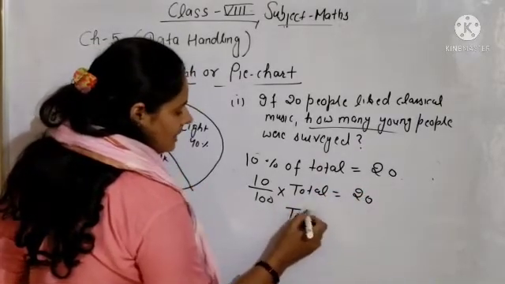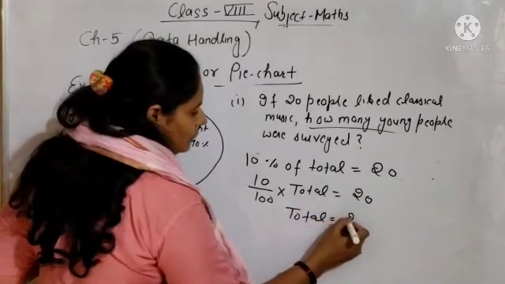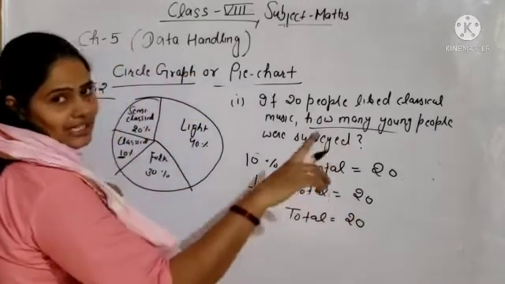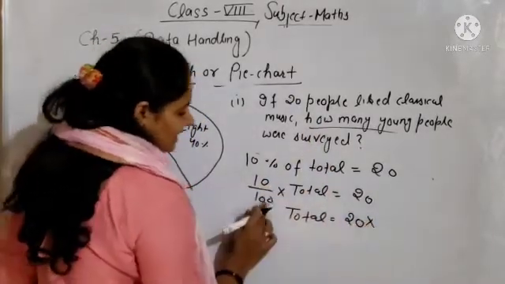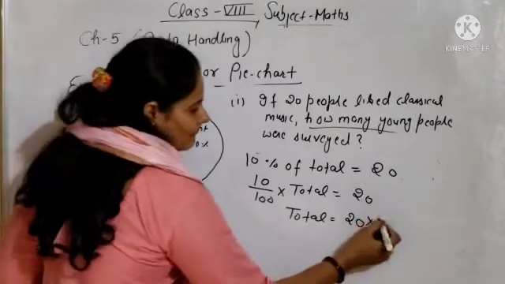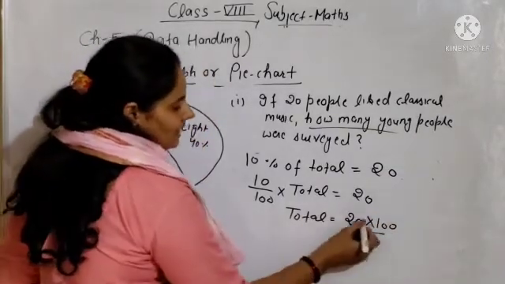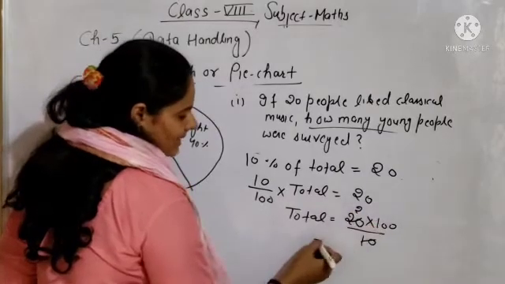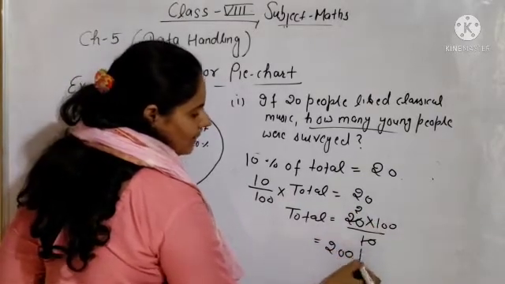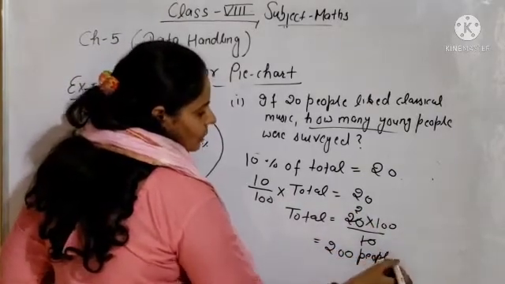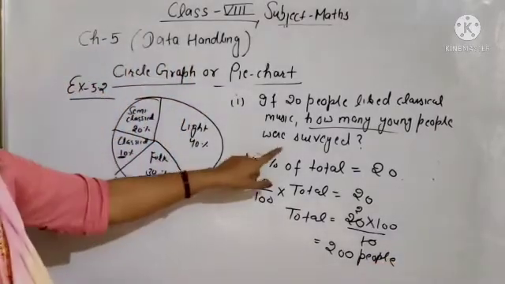Now total will be equal to 20. 10 upon 100 you will take right hand side. So 100, this is given in division, so it will come in multiplication, and 10 will come in division. Clear? Now 10 to the 20 is 2, multiply 100, so you will get 200 people. 200 people. So how many young people were surveyed?